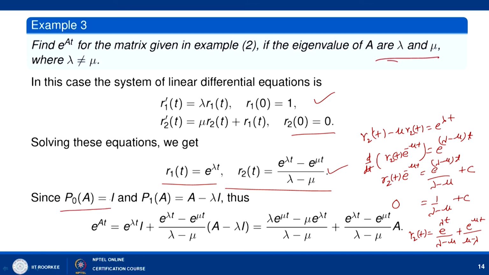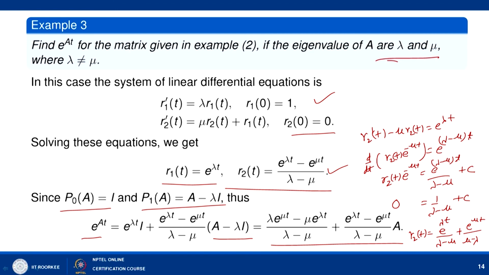So, now p0 is as it is I, and p1 is A minus lambda I. Then you can write e^(At) as e^(lambda t) I plus this r2(t), that is (e^(lambda t) minus e^(mu t)) upon (lambda minus mu) into p1(A), that is A minus lambda I, and when you simplify, you will get this expression. So, this expression will give you the expression for e^(At) for a 2 cross 2 matrix where both the eigenvalues are unequal.